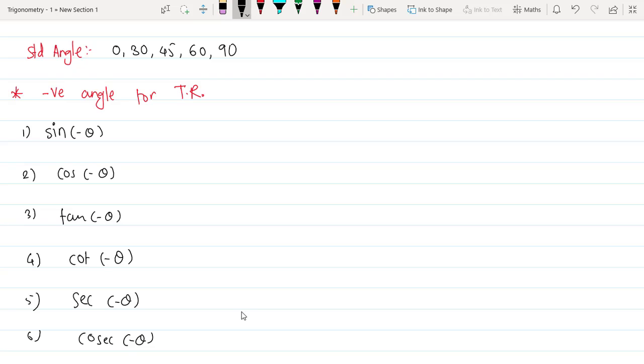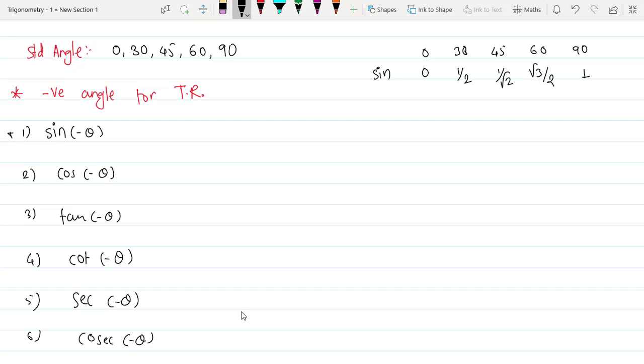Now see here, if I draw a sine table, can you please give me the table for sine? 0, 30, 45, 60 and 90. Sine 0 is 0, then 1 by 2, 1 by root 2, root 3 by 2, 1. That's great. Okay, now after this it repeats.